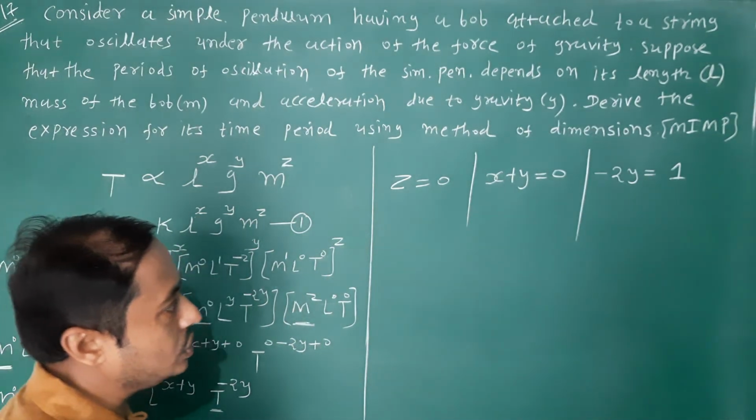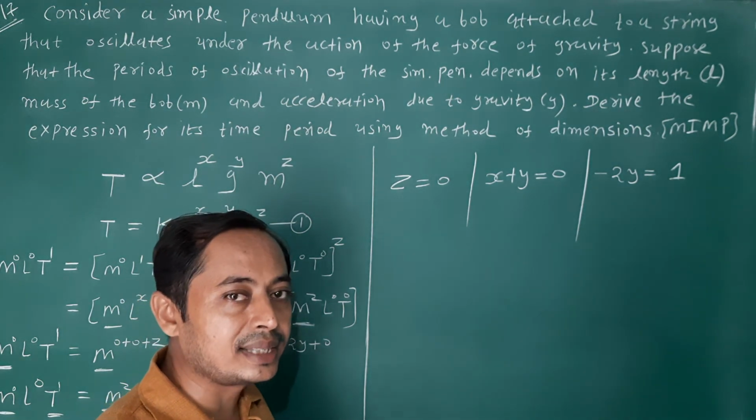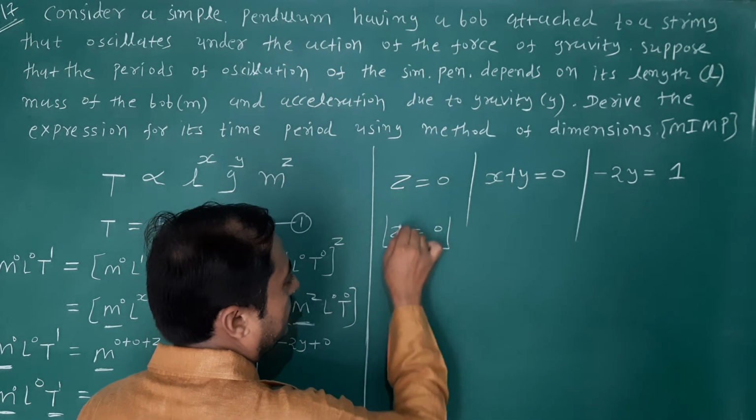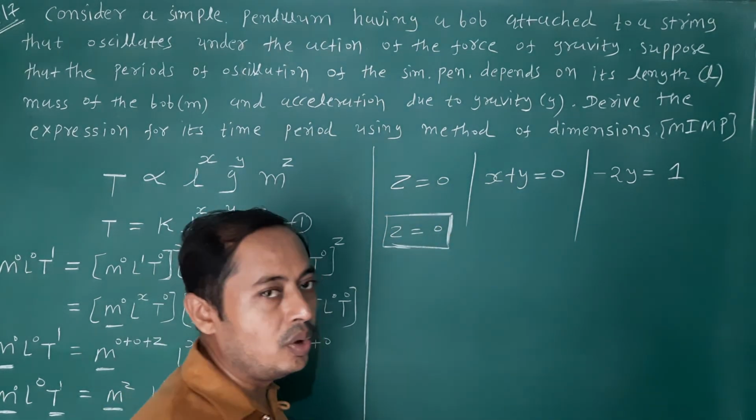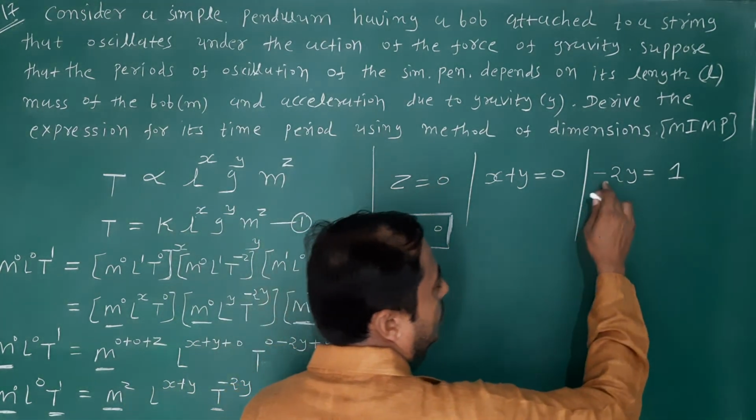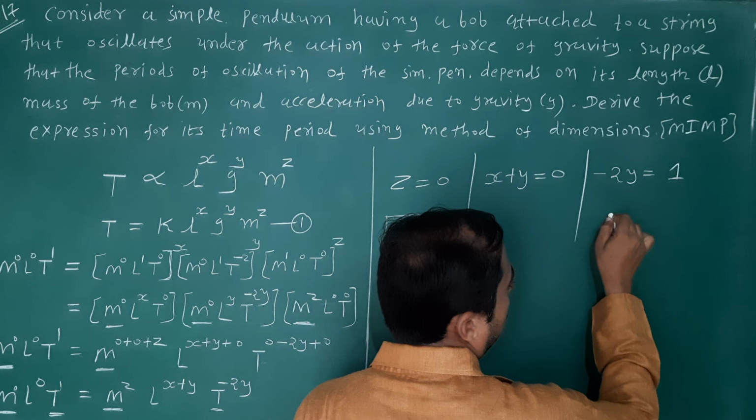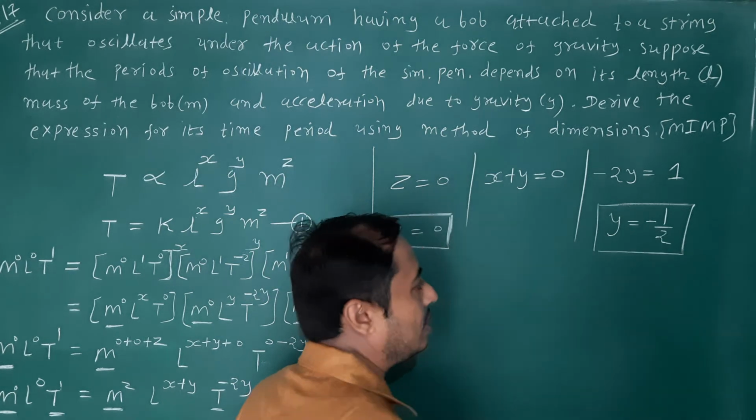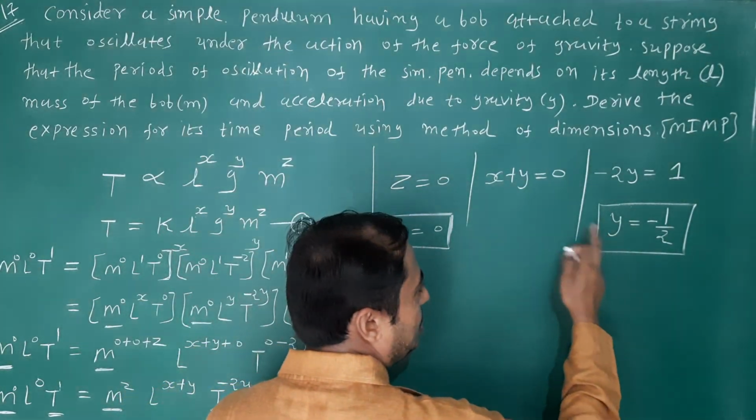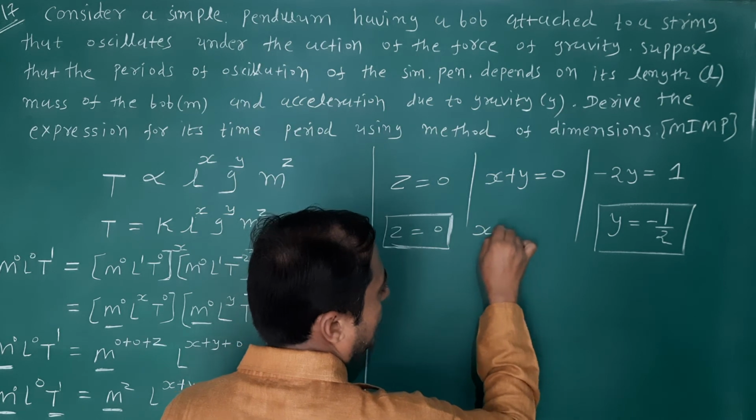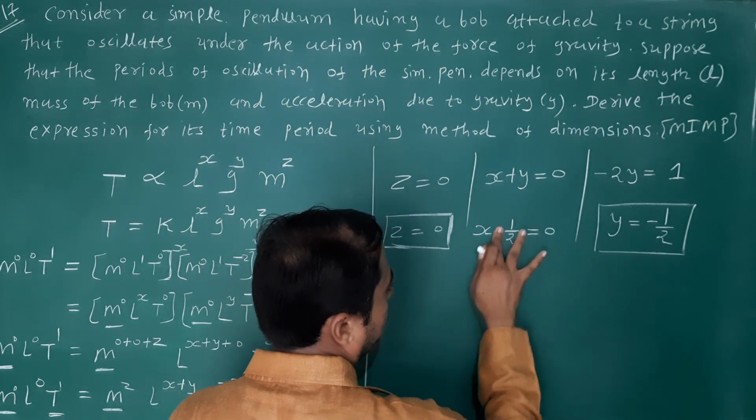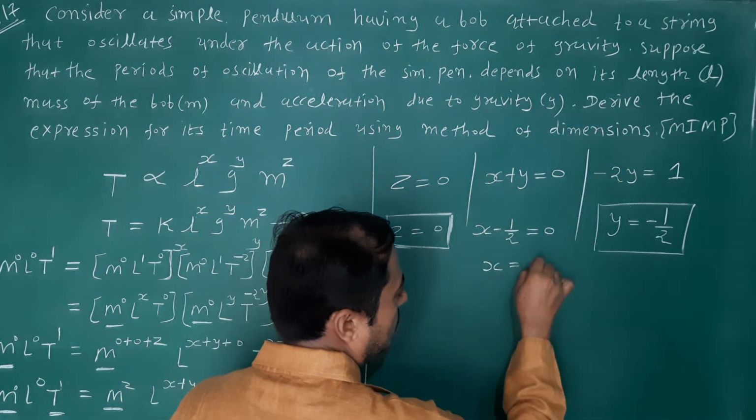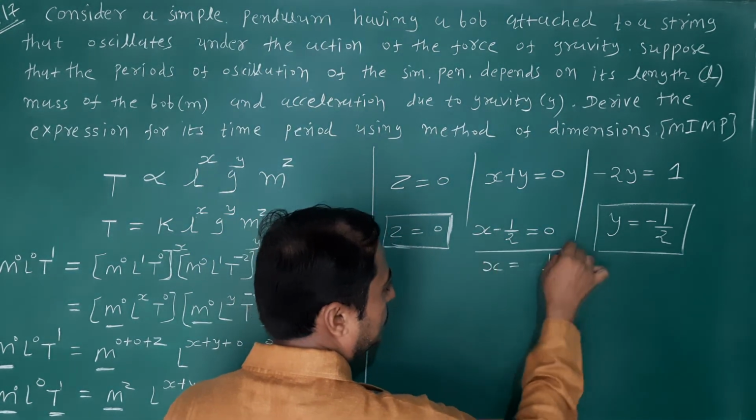Okay, so friends, now we want to find the values of x, y and z. z is already available, z is equal to 0. But now we want to find the values of x and y. So look here, minus 2y, move it to the right hand side. So y is equal to minus 1 by 2. So the value of y is available. This value of y is substituted in this equation. So x minus 1 by 2 is equal to 0. Means minus 1 by 2 moves to the right hand side, so x is equal to plus 1 by 2.